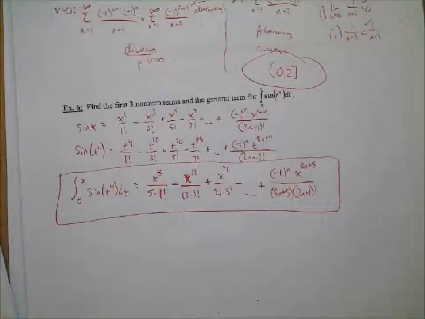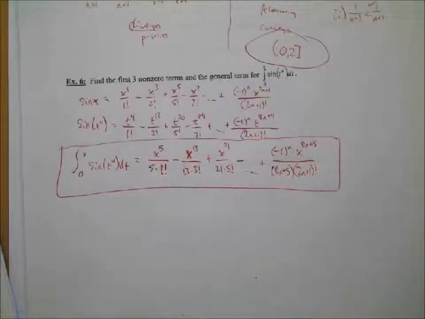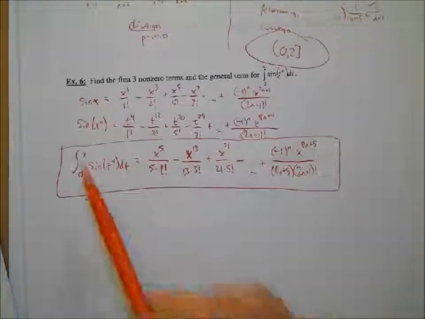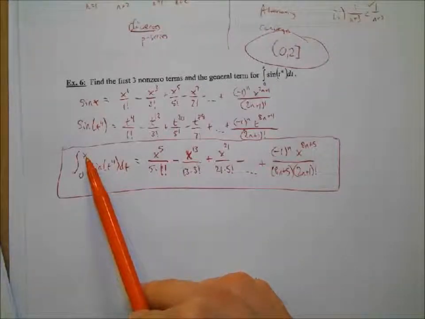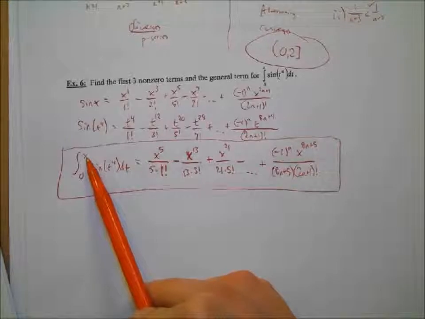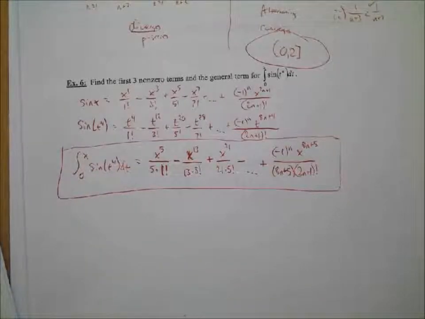Okay, yes, Kara, sorry. Why did it switch from t to x? Because our upper limit for the integral is an x. So we integrate and then we replace t with x for the upper limit there. And then the lower limit is 0, so it just disappears. We don't have to worry about subtracting the lower limit.